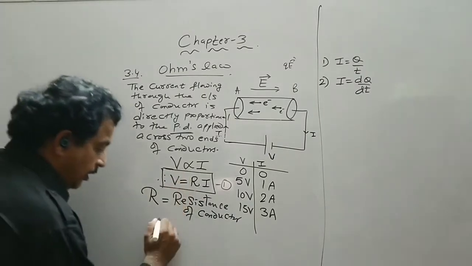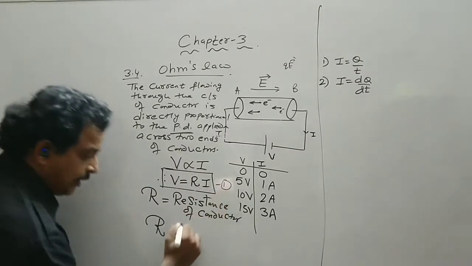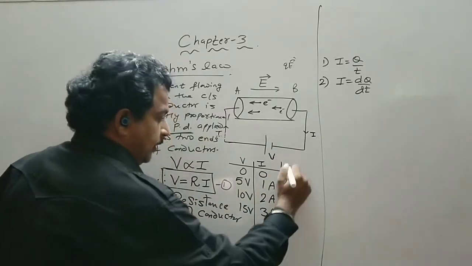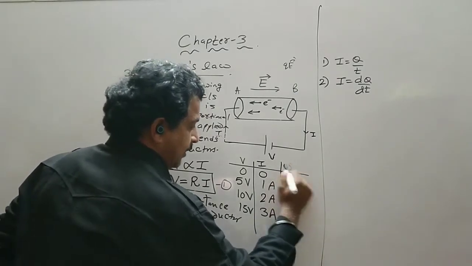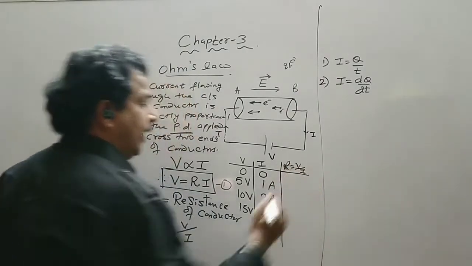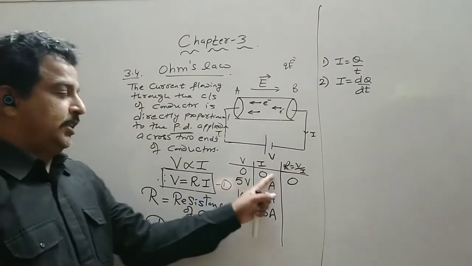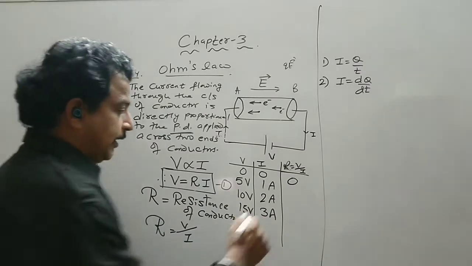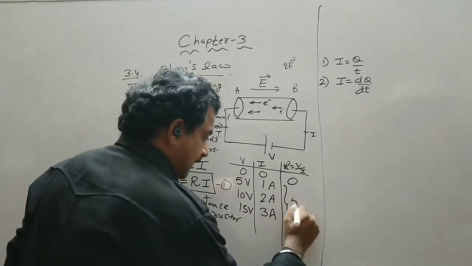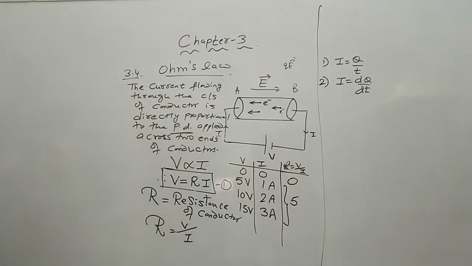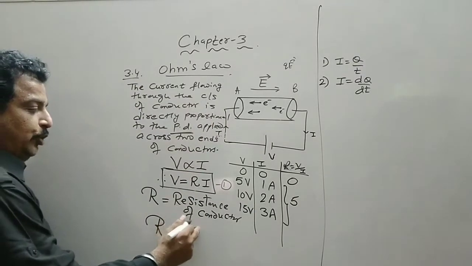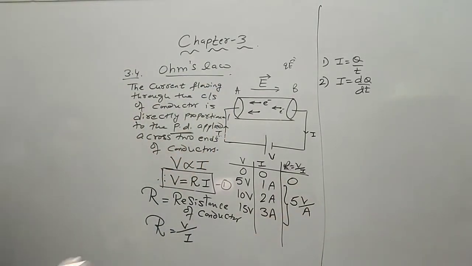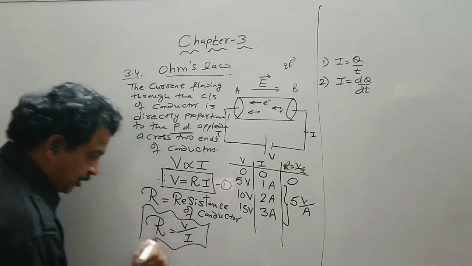This equation 1 can be written as V upon I. Now if we calculate the resistance of this conductor, that is V upon I, so that is 0 upon 0, 5 upon 1, 10 upon 2, 15 upon 3. So you will get the same value, that is 5, and the SI unit will become volt per ampere. So this R is a constant of proportionality.